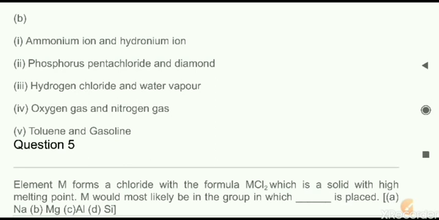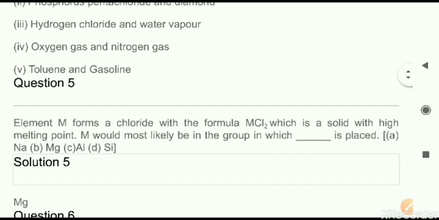The fifth part now, liquid non-polar compound. This is toluene and gasoline. These are non-polar liquids. These are generally used as solvents.